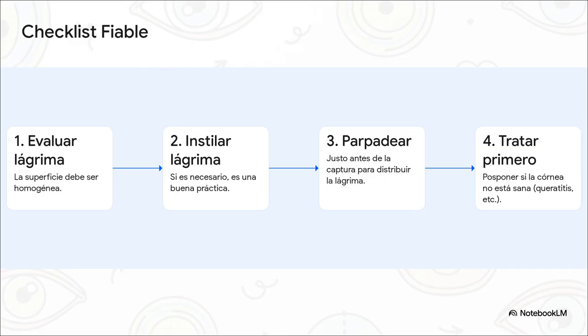First, evaluate the tear film. It needs to be stable and homogeneous. Don't hesitate to instill an artificial tear if you need to. Always ask the patient to blink right before the measurement. And most importantly, if the ocular surface isn't healthy, if you see keratitis or staining, treat that first. Garbage in, garbage out. A pristine surface is non-negotiable for accurate data.